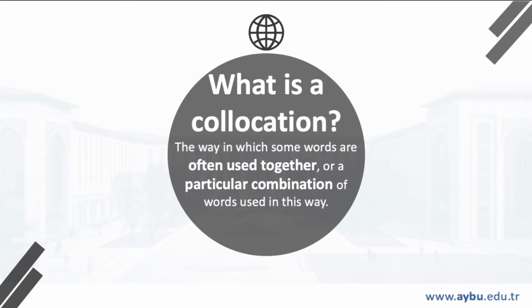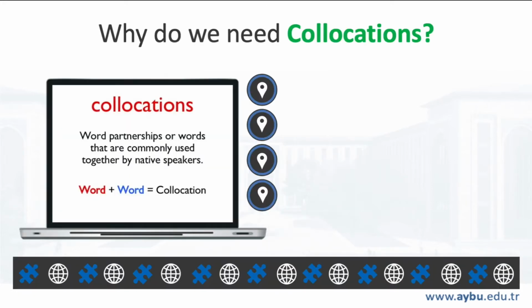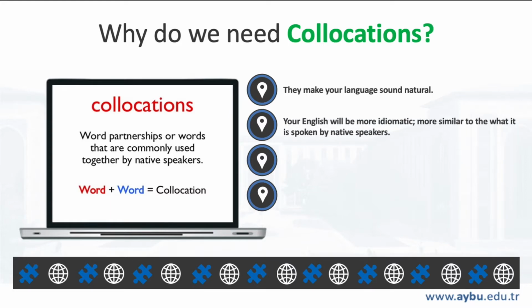If you ask me why we need to learn collocations, I can explain this question point by point. Collocations are really important because, first, they make your language sound natural. It increases your fluency. Second, your English will be more idiomatic. That is, it will be more similar to the way it is spoken by native speakers.